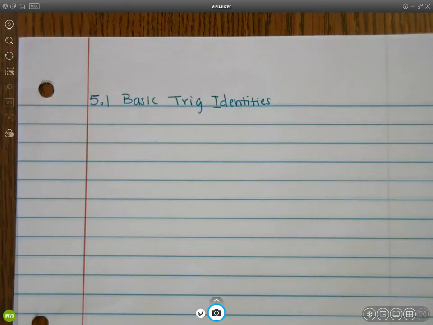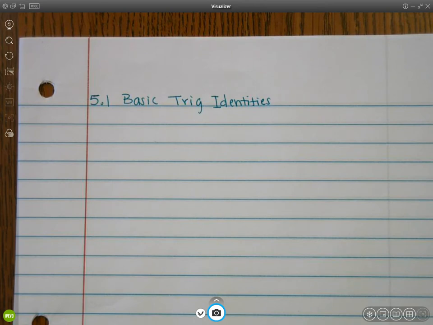Okay, so we're starting chapter 5, which is on analytic trigonometry, which really just means we're doing trig using algebra instead of relying heavily on the unit circle and SOHCAHTOA. So a lot of what we're doing is not difficult in individual steps, but all of it together seems overwhelming sometimes for students. So just make sure that you're paying attention and asking questions when you don't understand.